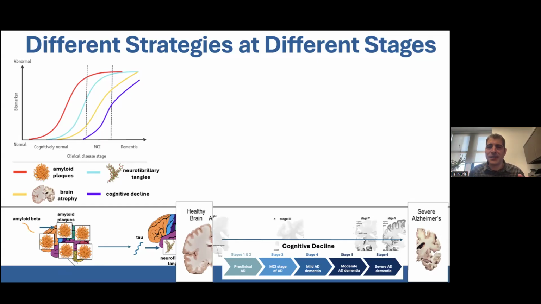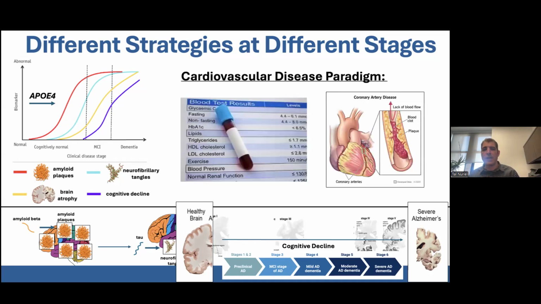So I think about this a little bit similar. Oh, and sorry. And then APOE4 just sort of speeds up that process, brings us to the amyloid stage more quickly. So I think about this a little bit in the same way I think about cardiovascular disease.